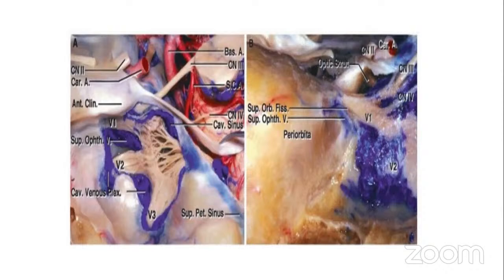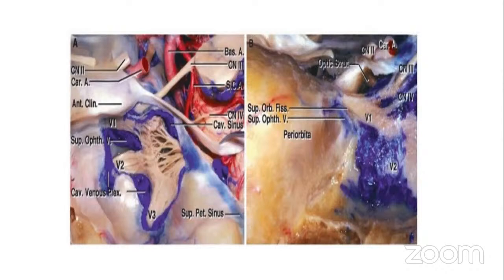Moving on to diagram B, the anterior clinoid, the lateral wall, and the lateral orbital wall and roof have been removed. The optic strut separates the optic nerve in the optic canal from the nerve passing through the superior orbital fissure. So here is the optic strut, which separates the optic nerve in the optic canal from the nerve passing through the superior orbital fissure.